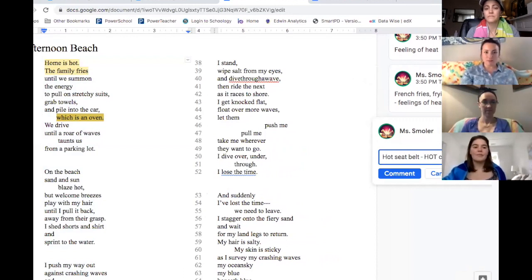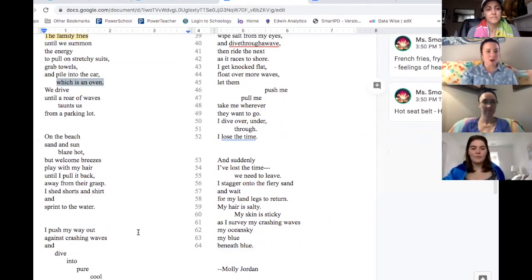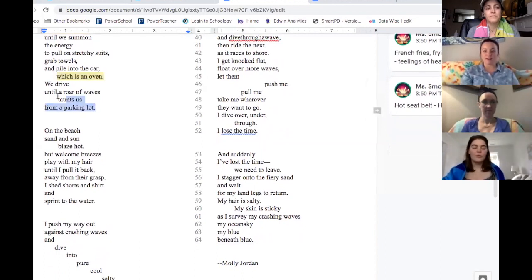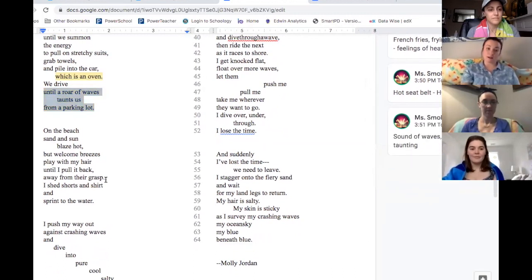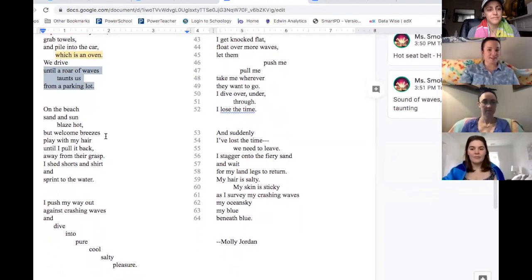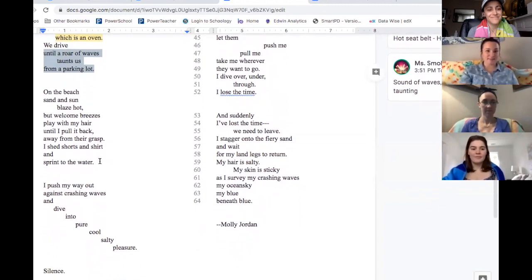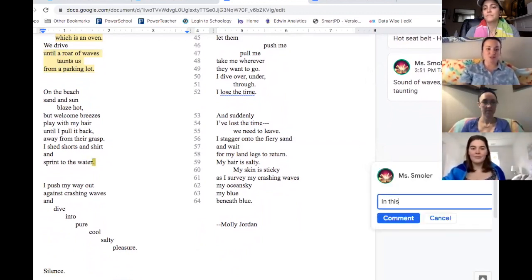And then I also see a little bit of personification there with the waves as they taunt the author from the parking lot. But then you can see the heat start to be released with the welcome breezes, which to me feel much calmer and cooler. And this idea of welcoming, pulling the reader in again, and the author. And then there's some fun alliteration there at the end of lines 20 to 22. I shed shorts and shirt and sprint to the water. I just love that. It's so playful and fun as I picture the author running to the sea.